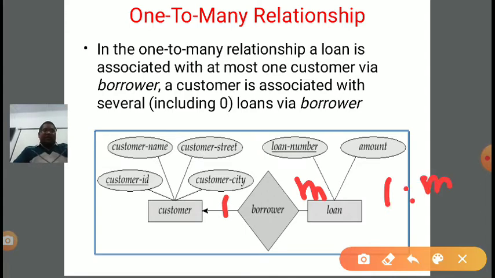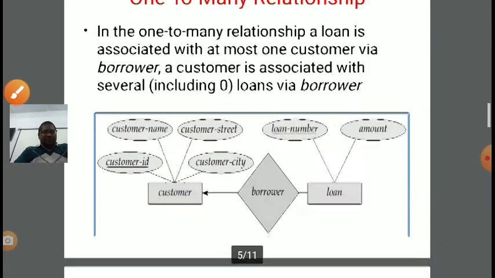In customer, customer ID is the primary key, and customer name, customer city, and customer street are non-key attributes. Similarly, in loan there are two attributes: loan number is the primary key and amount is a non-key attribute. So between customer and loan, the relationship is one to many.